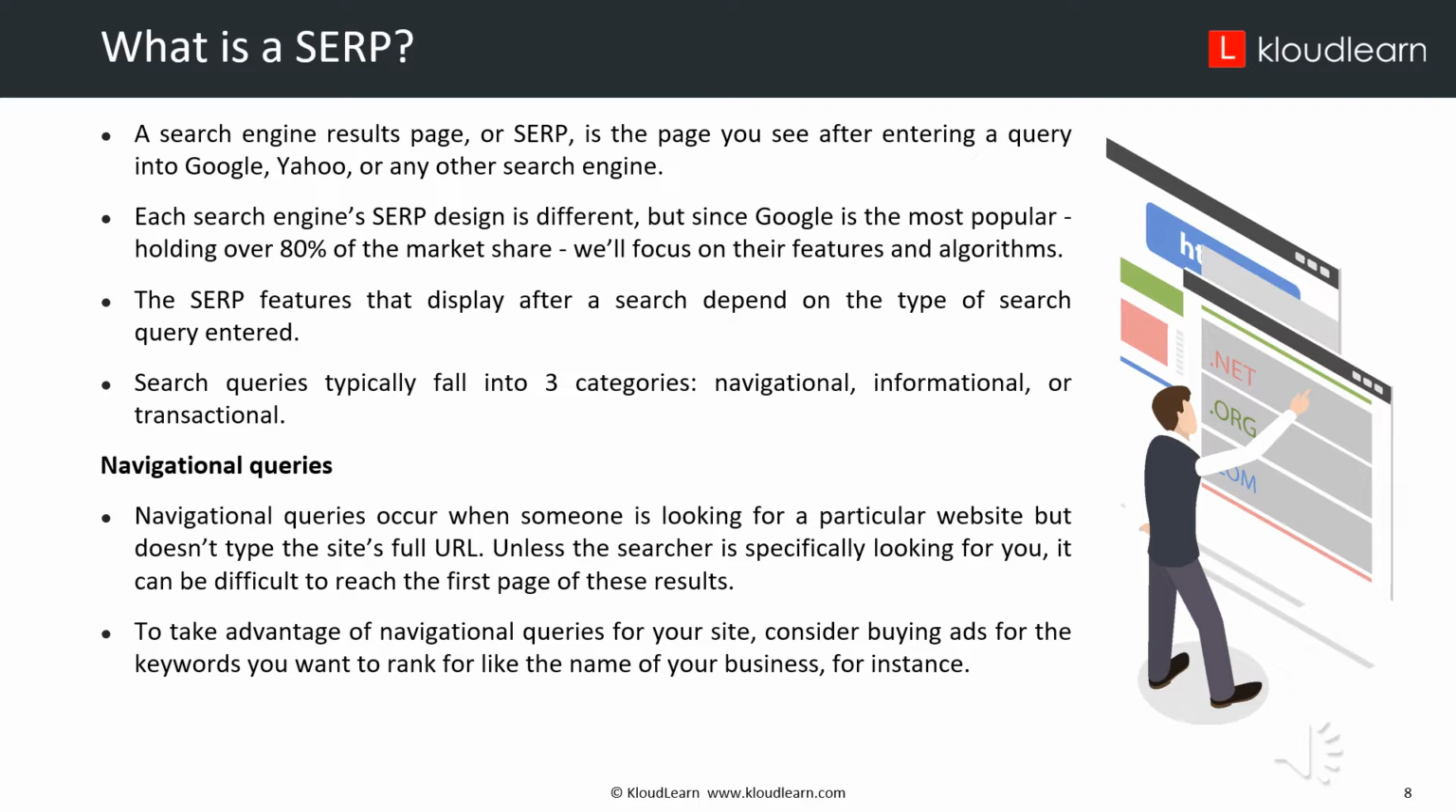The SERP features that display after a search depend on the type of search query entered. Search queries typically fall into three categories: navigational, informational, or transactional.